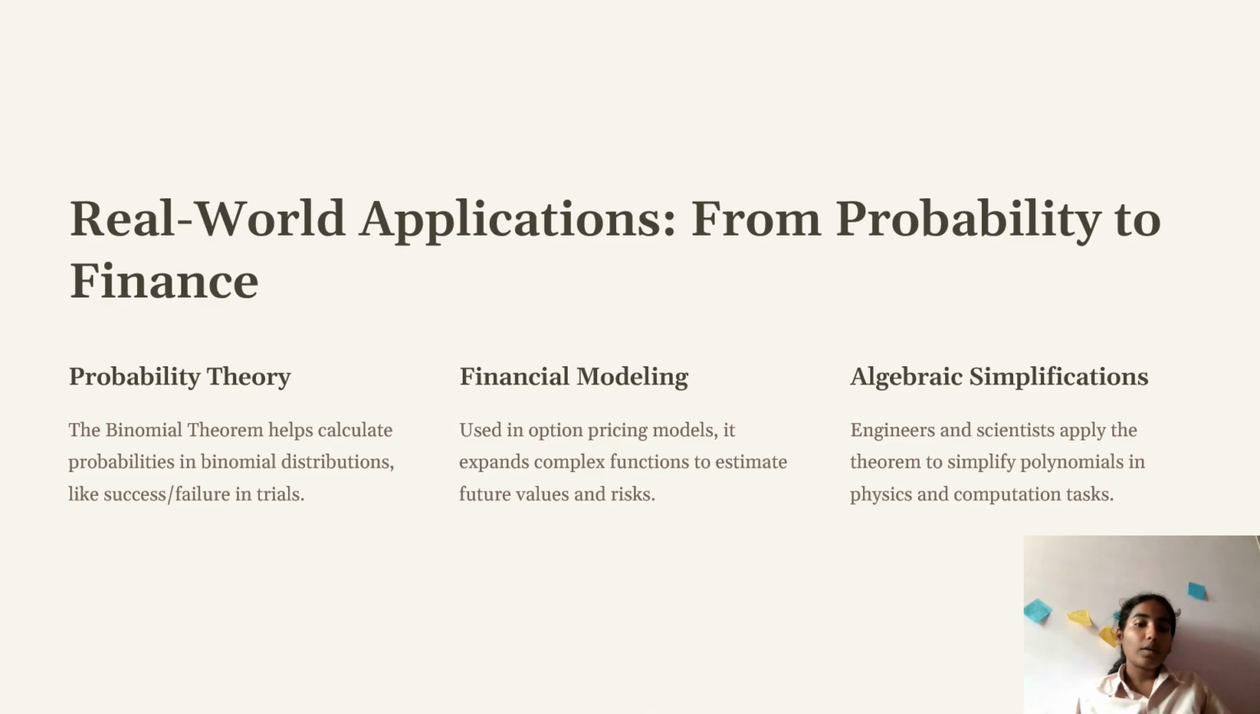Real-world applications from probability to finance. Probability theory. The binomial theorem helps calculate probabilities in binomial distributions, like success or failure in trials. Financial modeling. Used in option pricing models, it expands complex functions to estimate future values and risks. Algebraic simplifications. Engineers and scientists apply the theorem to simplify polynomials in physics and computation tasks.